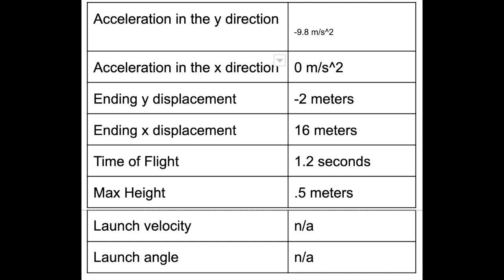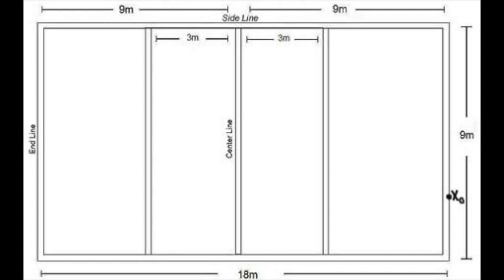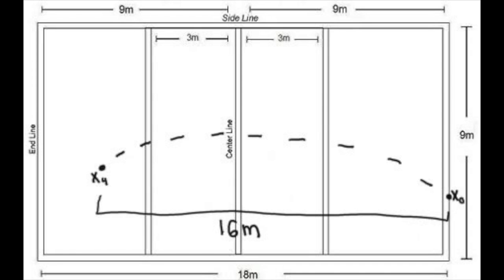For acceleration in the y direction, acceleration on the y-axis is constant. It is always negative 9.8 meters per second squared due to gravity. For acceleration in the x direction, ignoring air resistance, acceleration in the x direction is always 0. For the ending x displacement, my serve started at the end line and ended between the opposite 3-meter line and the end line for a total displacement of 16 meters.